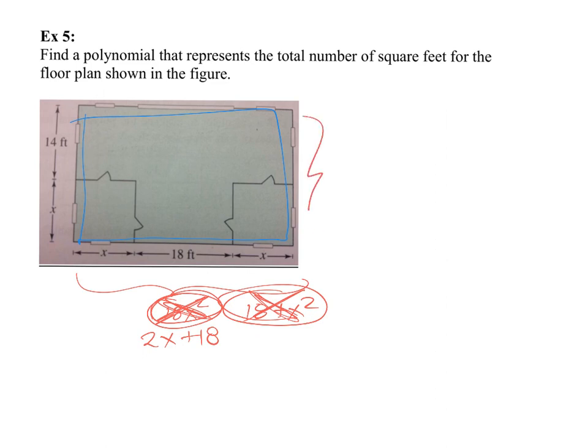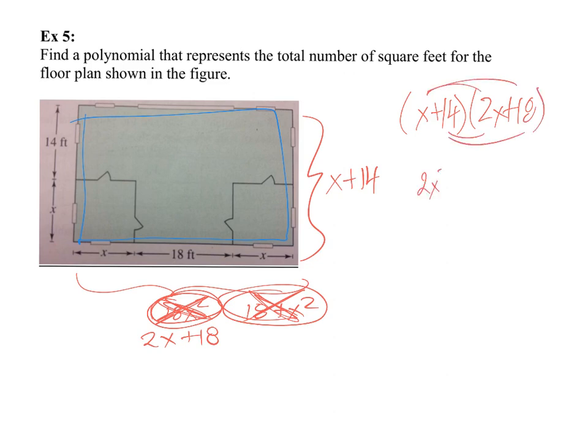The other side is simply x plus 14. All right, so we multiply those two lengths because we're just trying to find the area. Base times height, or length times width. All right, we're going to have to FOIL. We have 2x squared plus 18x plus 28x plus 252. So we have 2x squared plus 46x plus 252.